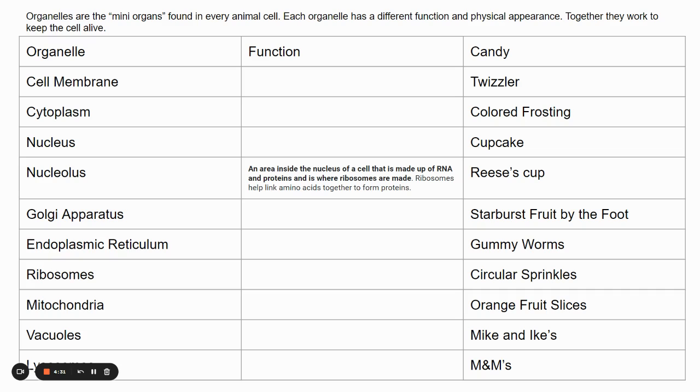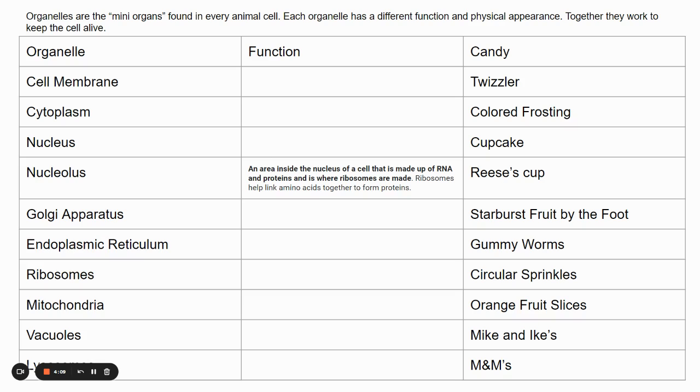Now, I wanted students to know that organelles are the many organs found in every animal cell, and each organelle has a different function and physical appearance. Together, they work to keep the cell alive. And so we just use different types of candy to keep it fun. And I also told the kids that if you do a great job, after we're done, you can have some treats. And they were so excited.